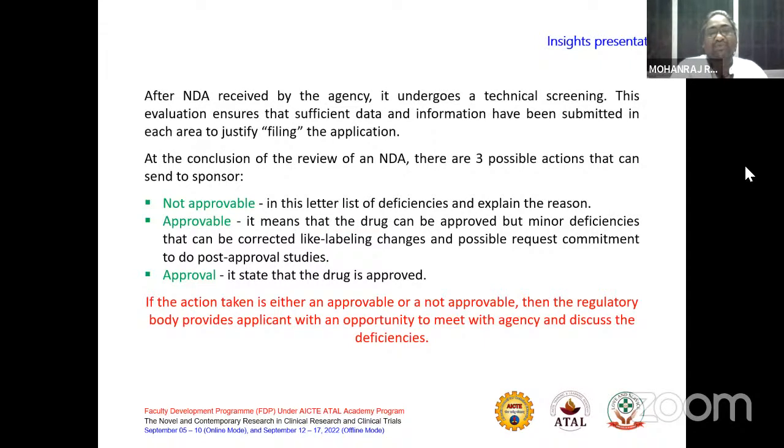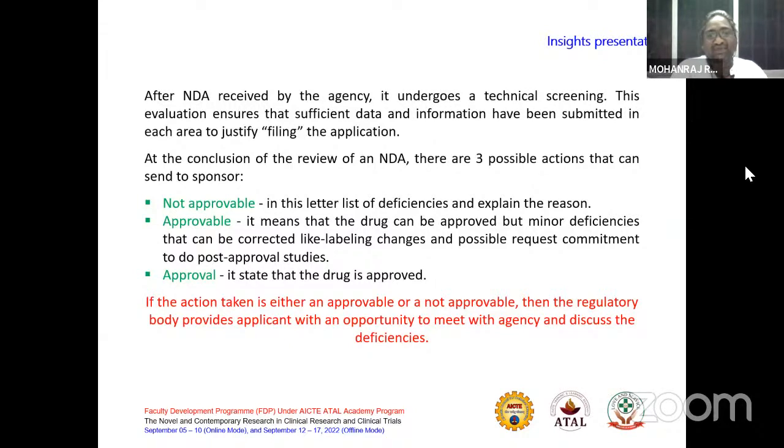Not approvable: in this letter, the list of deficiencies and the reasons will be explained. Approvable means the drug can be approved but there are minor deficiencies, and it requires some correction, like a change of labels or some other commitment as a prerequisite for post-approval status. And approval states the drug is approved.